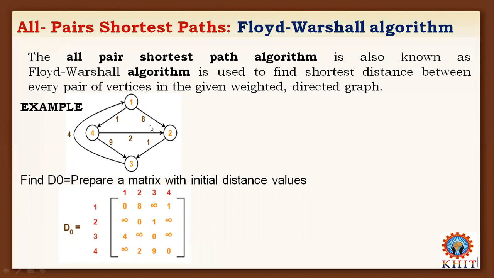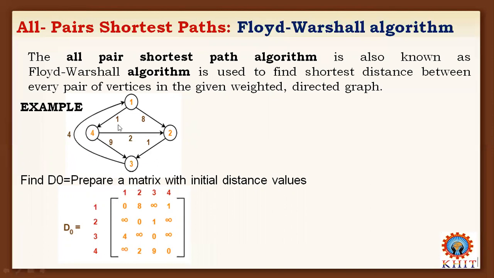Why am I calling this a weighted directed graph? Because every vertex is connected by arrow marks with a cost. That means the given graph is to be considered a weighted graph, and there is a direction from one vertex to another vertex. That's why we can consider this a weighted directed graph.